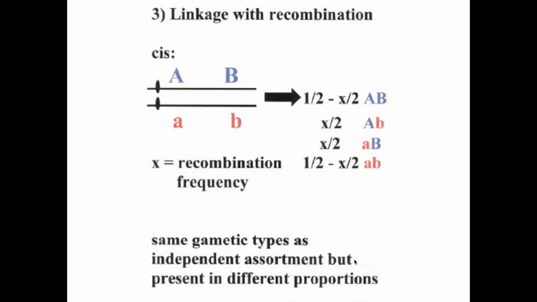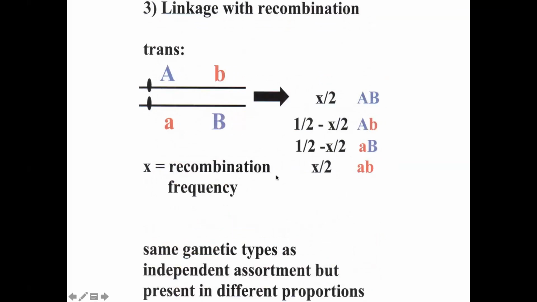And then the last example is if you start with a trans linkage, dihybrid genotype, where the parental non-recombinant associations for the alleles at A and B are in trans. What's the gametic pool that this individual will produce? Well, now the trans associations are the parental non-recombinant gametes, these two here. So their frequency is going to be 1/2 minus x over 2.